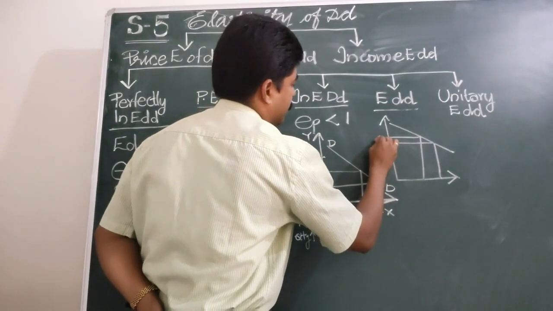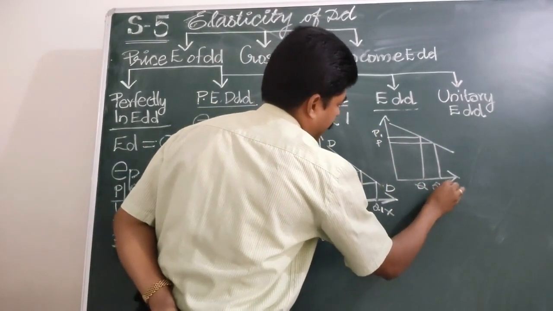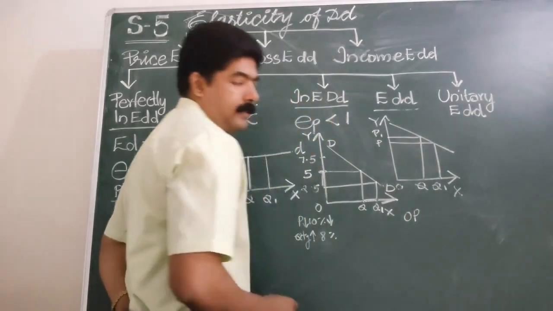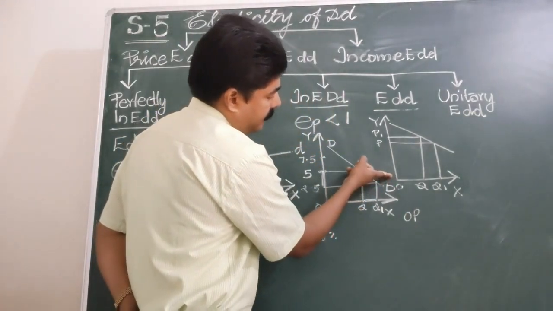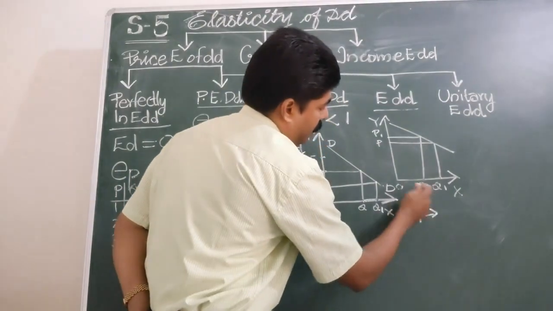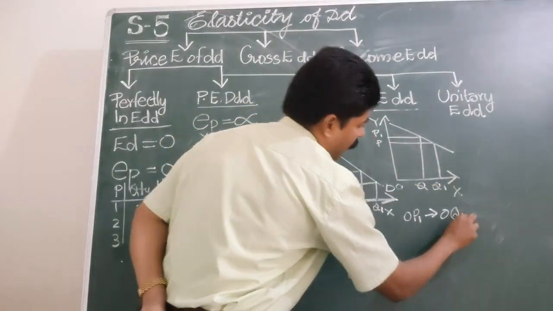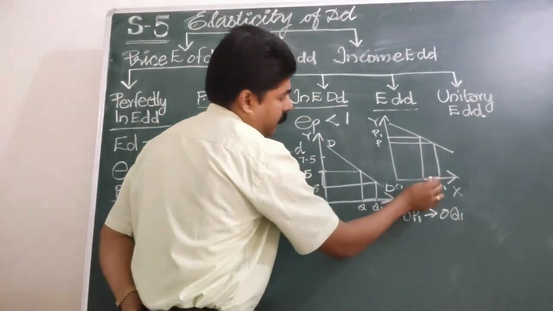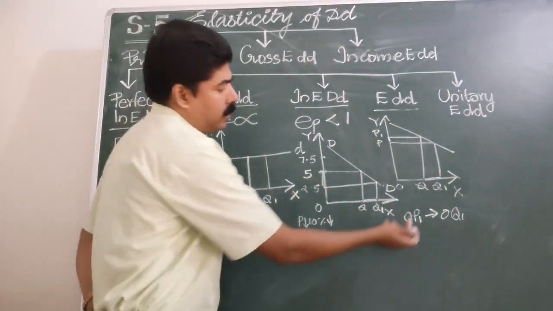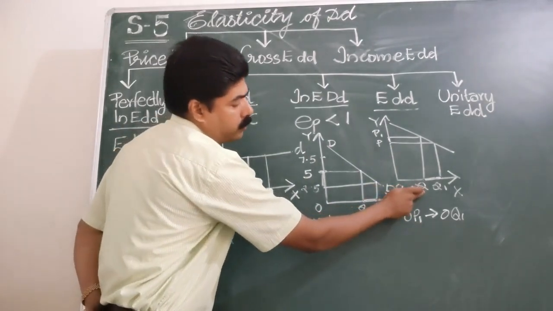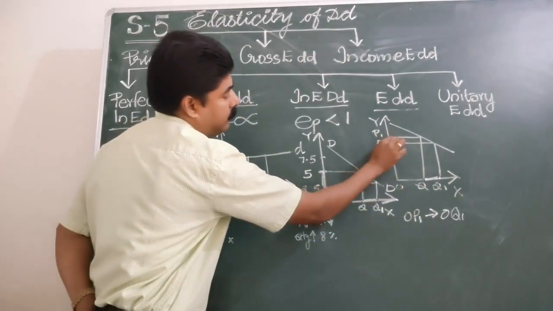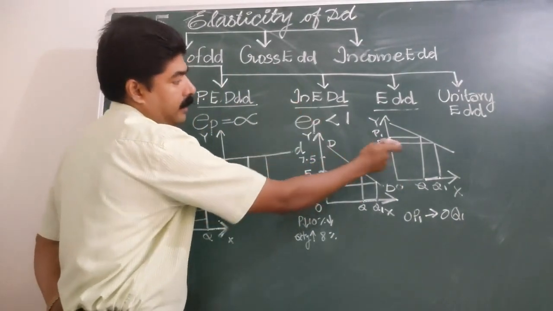Look at this diagram, you can see the differences. What is happening here? OP is the initial price. If the price changes to OP1, then the quantity demanded of the commodity will be OQ1. That is the difference. What is the difference from OQ to OQ1? It is much bigger than OP to OP1. The change in quantity demanded from OQ to OQ1 is much bigger than the change from OP to OP1. So, just the opposite of inelastic demand is elastic demand.